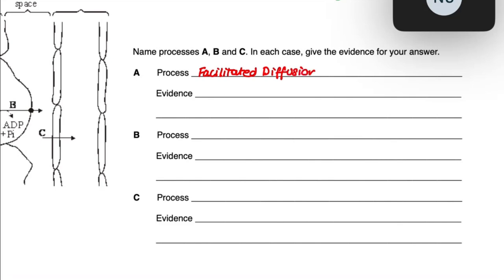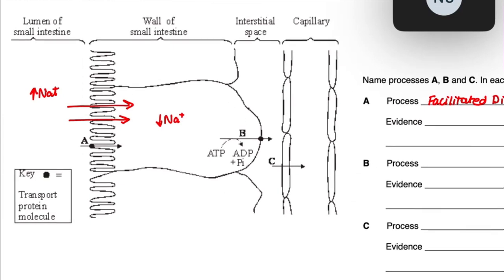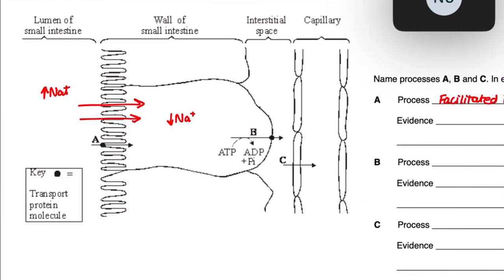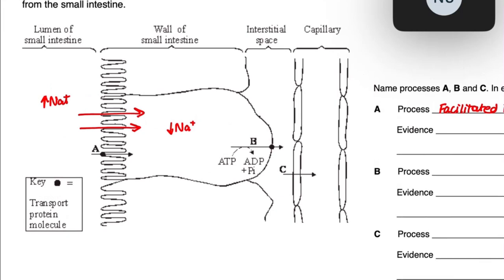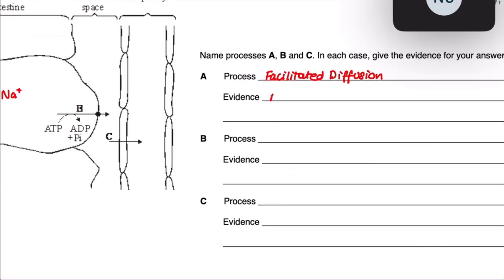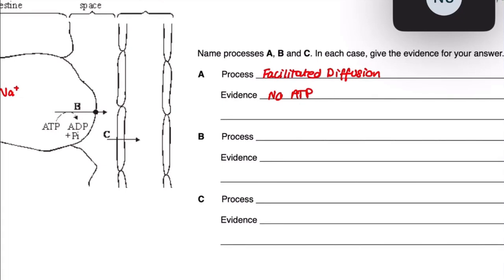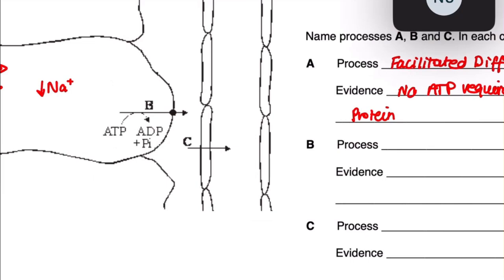And the reason why this is the case is because you've got a lower concentration of sodium ions in the wall of the small intestine. You're moving from an area of high concentration to an area of low concentration through a transport protein. No ATP is required. So there's no ATP required in this process. So that's evidence: no ATP required, plus through a carrier protein.